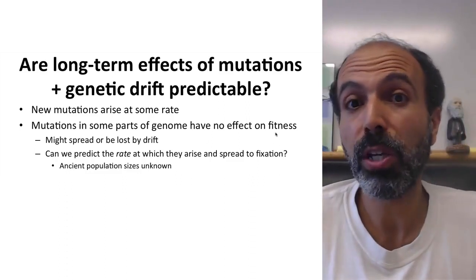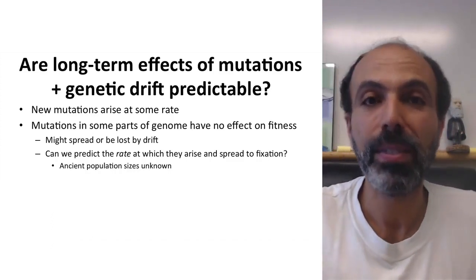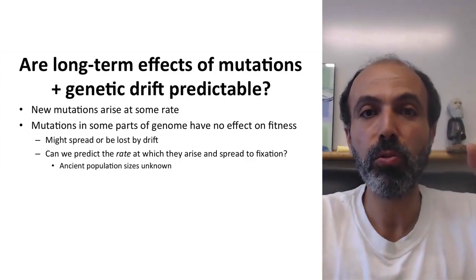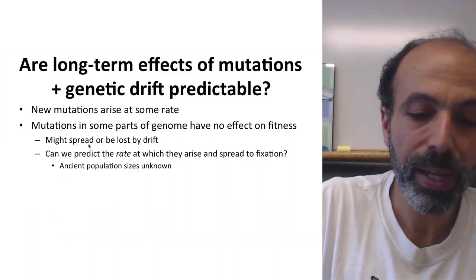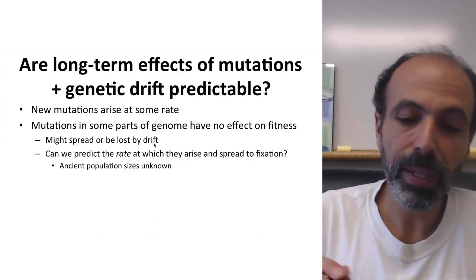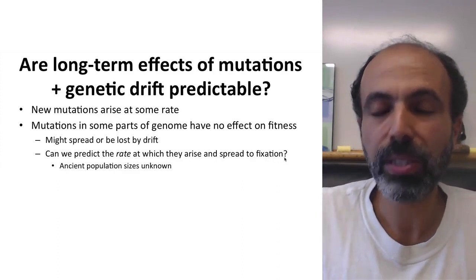Or some mutations may arise in a part of the genome that can have an effect on fitness, but the mutation itself doesn't affect fitness. In these cases, these mutations are referred to as neutral if they have no effect on fitness after they arise. They can spread by genetic drift, or they may be lost by genetic drift. Now, the question is, can we predict the rate at which they both arise and spread to fixation?